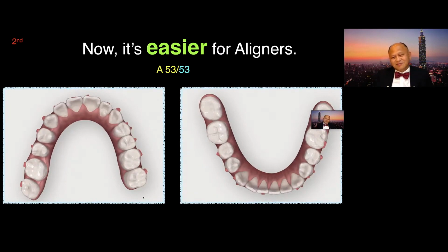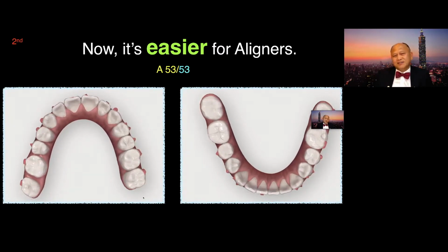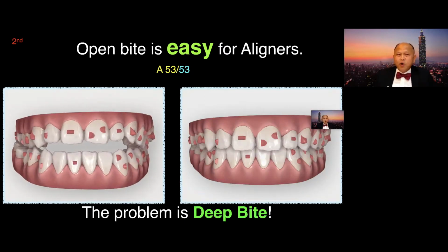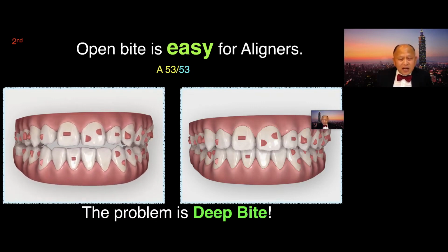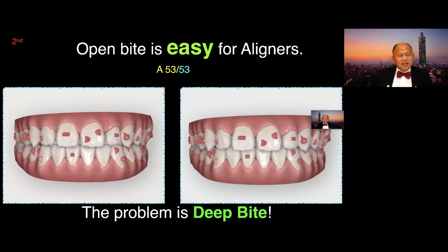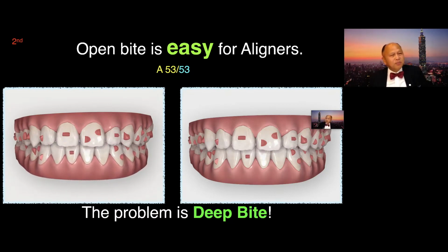For the ClinCheck, it becomes quite easy to fix this case. And we still have the open bite to deal with, but open bite is easy for aligner. The problem is deep bite or big space. So that brings us to the next topic. How do you solve deep bite?